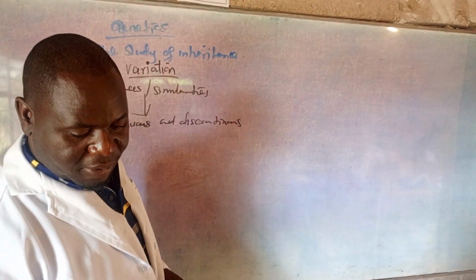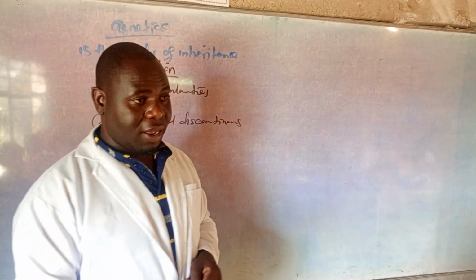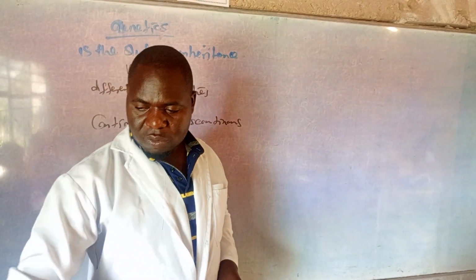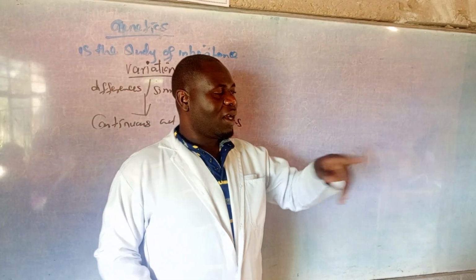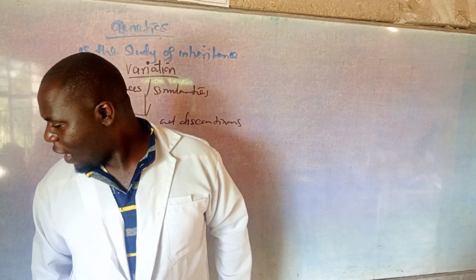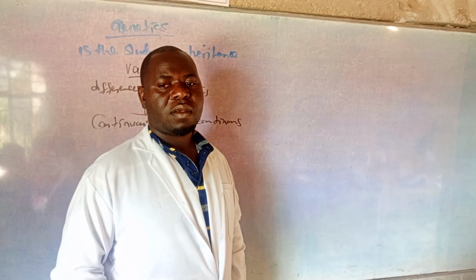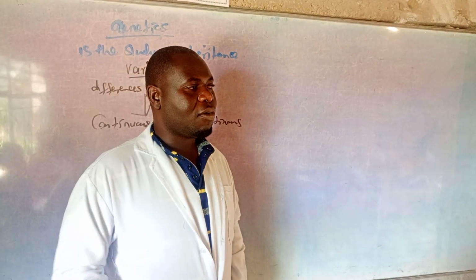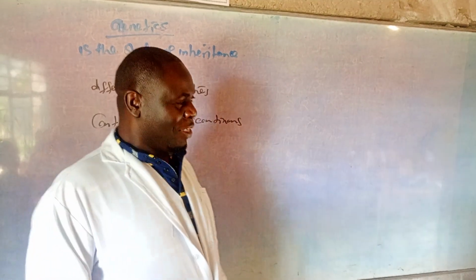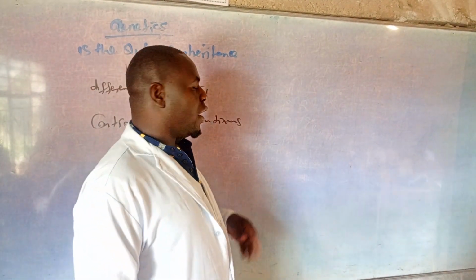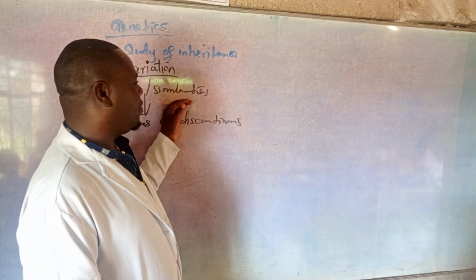For example, blood group. You know blood group, right? What's your blood group? What about you, Mangala? B. And your blood group? AB. Okay, there's no D.